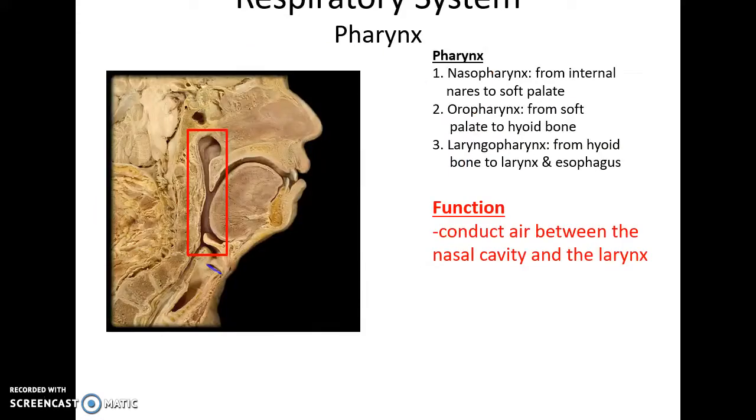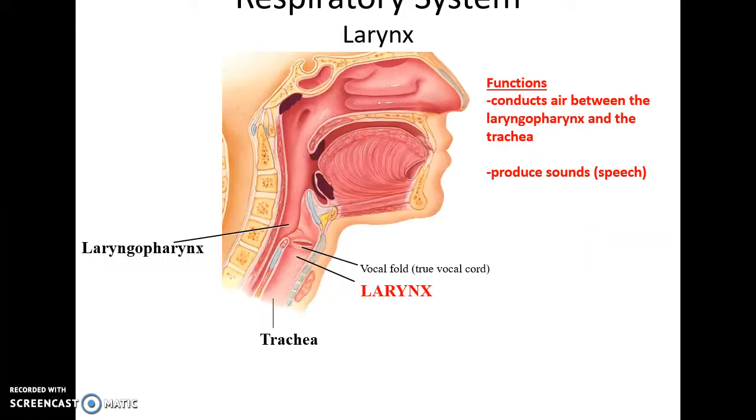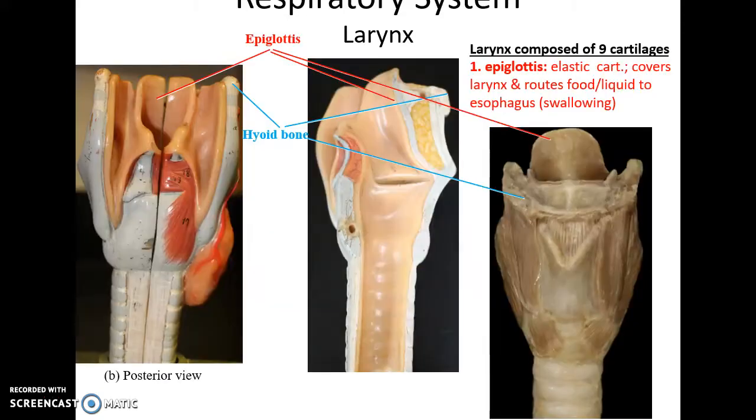The function of the pharynx is to conduct air between the nasal cavity and the larynx. The larynx itself is a larger widened area that allows air to pass through. So its one function is to conduct air between the laryngopharynx and the trachea. And also the larynx is involved in sound production, which allows us to do things like speak.